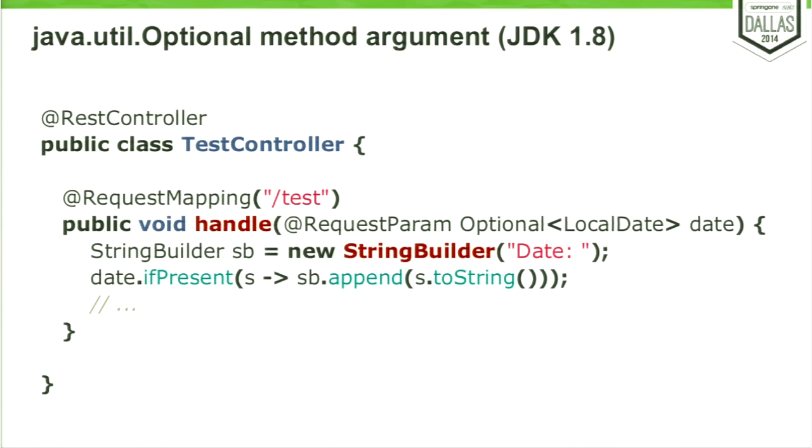It's the request param, it's the request header, it's the matrix variable, any of those annotations that have the required flag on them. How many Java 8 users? Developers, applications? Okay, not many hands.